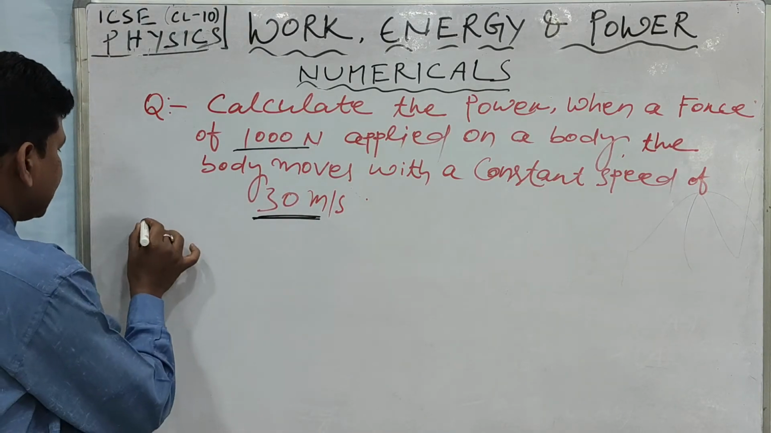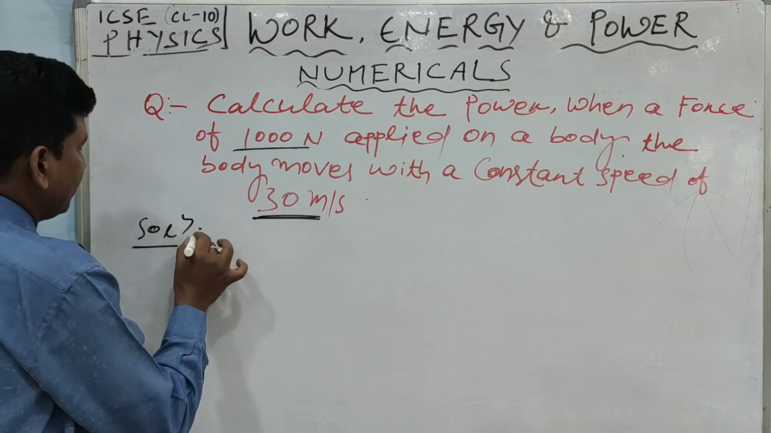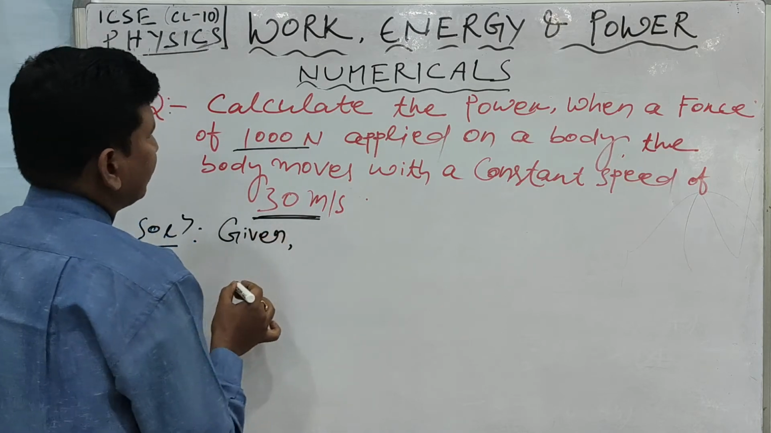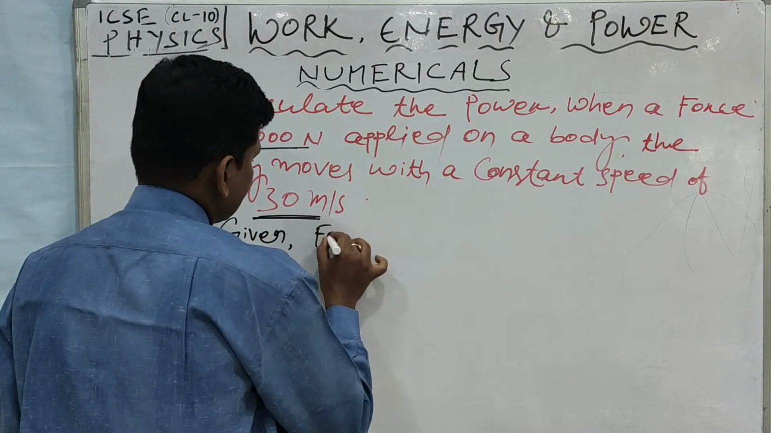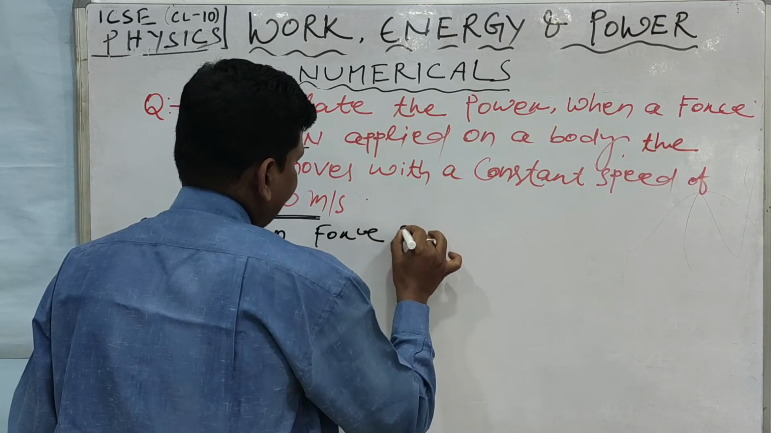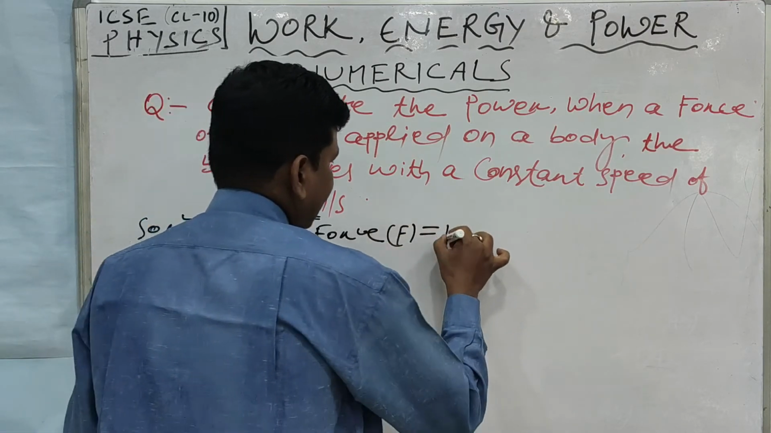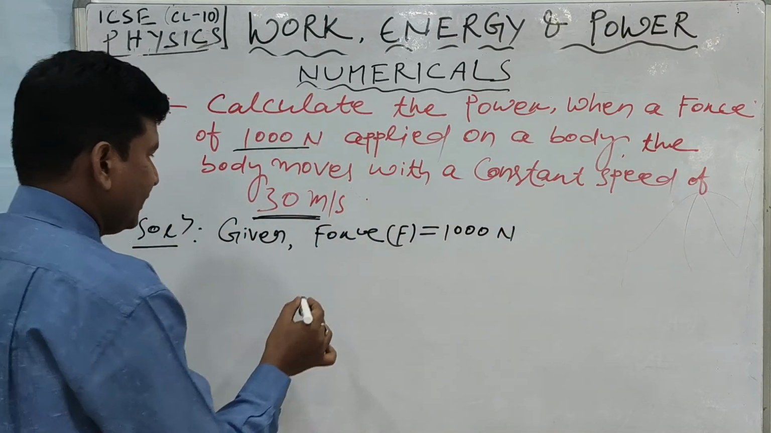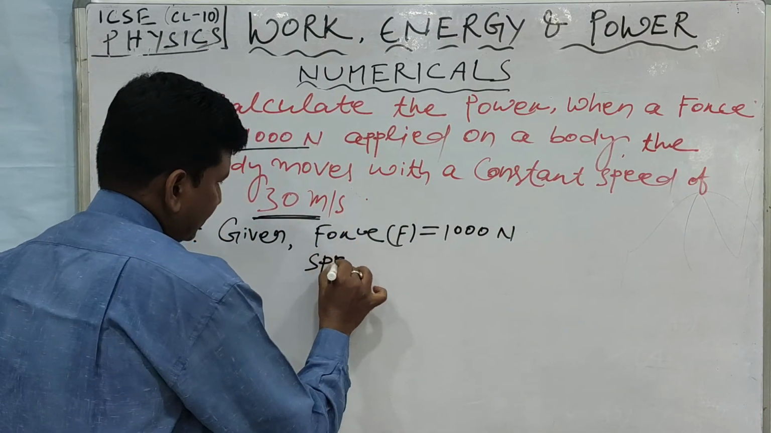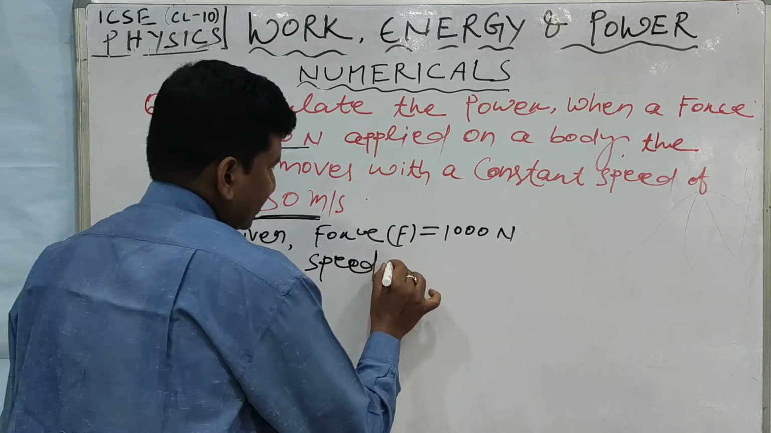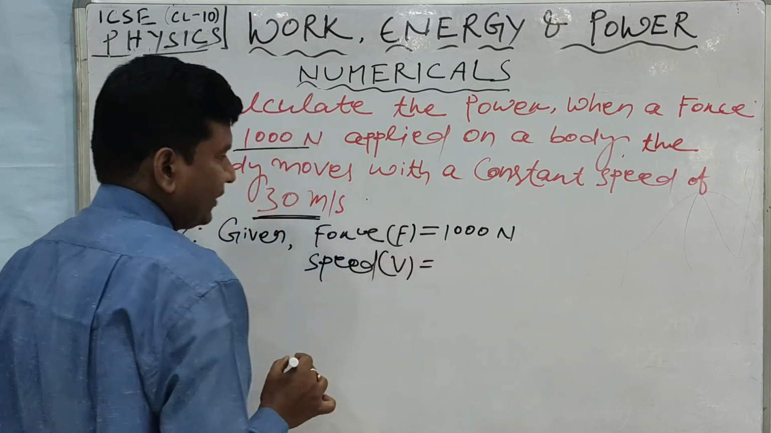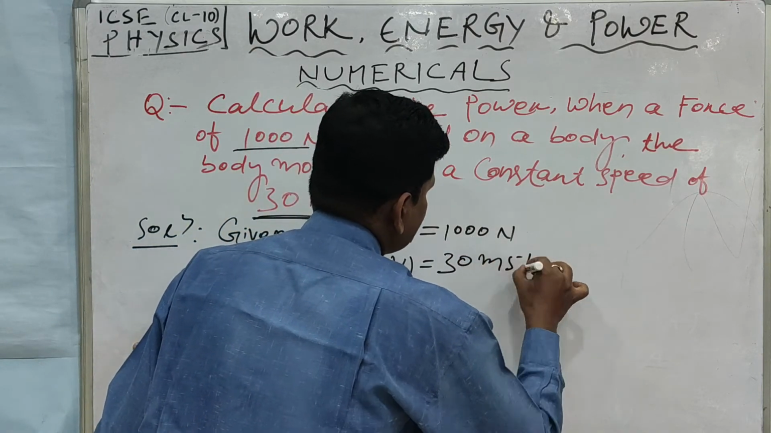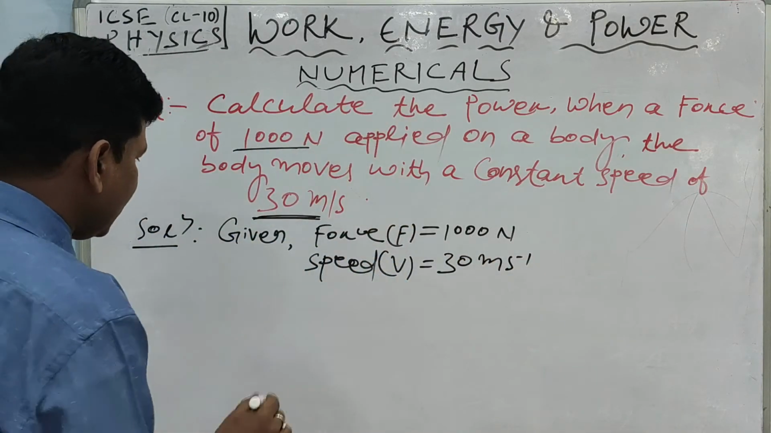So first you write down the given things. What is given? Given force F is equal to 1000 Newton, and then speed is given. So please note it down. Speed V, or velocity we may consider, is equal to 30 meter per second. Now we have to find the power.